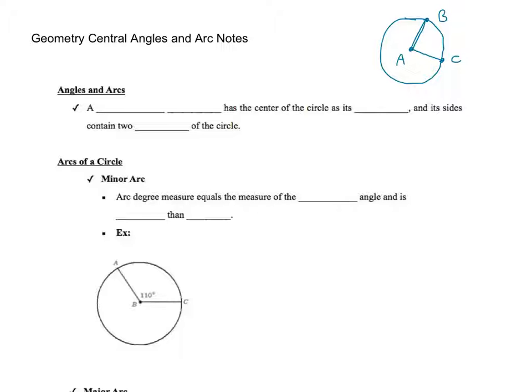So a formal definition would say a central angle has the center of the circle as its vertex. So the vertex is at the center, and the sides contain 2 points of the circle. In our example above, the vertex is at A, and then the 2 points on the circle are A and B.